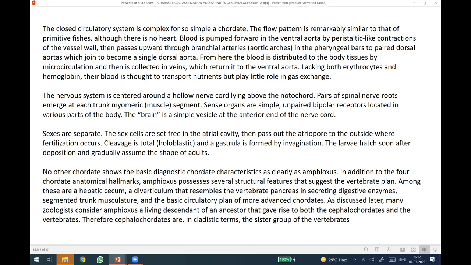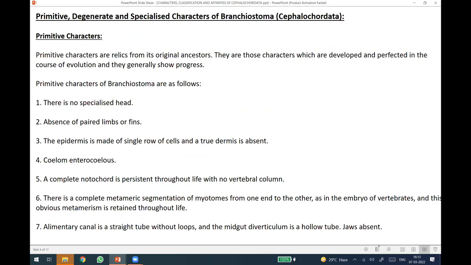In addition to the four chordate anatomical hallmarks, amphioxus possesses several structural features that suggest the vertebrate plan. Among these are the hepatic cecum, a diverticulum that resembles a vertebrate pancreas in secreting digestive enzymes, then segmented trunk musculature, and the basic circulatory plan of most advanced chordates. Many zoologists consider amphioxus a living descendant of an ancestor that gave rise to both cephalochordates and the vertebrates. Therefore, cephalochordates are, in cladistic terms, the sister group of Vertebrata. That is, it is said that the cephalochordates and the vertebrates developed together from a common ancestor.